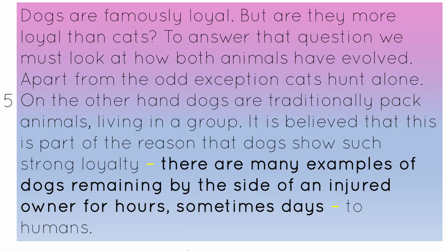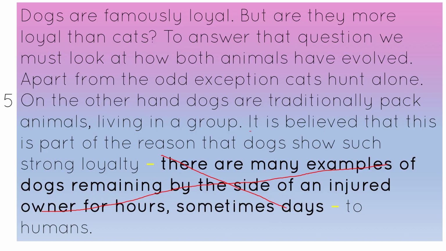So in yellow I've marked the dashes, because in this example dashes were used to mark it, but they're only the punctuation. The parenthesis is actually the section in bold and dark black. So there are many examples of dogs remaining by the side of an injured owner for hours, sometimes days. If I removed that sentence altogether, let me grab my pen again. If I removed that sentence, so if I scratched, not the sentence, sorry, but if I removed the parenthesis section of the sentence, the original sentence still makes sense.